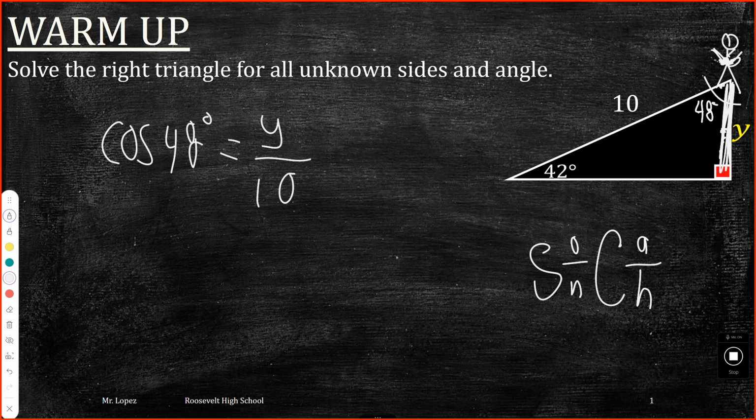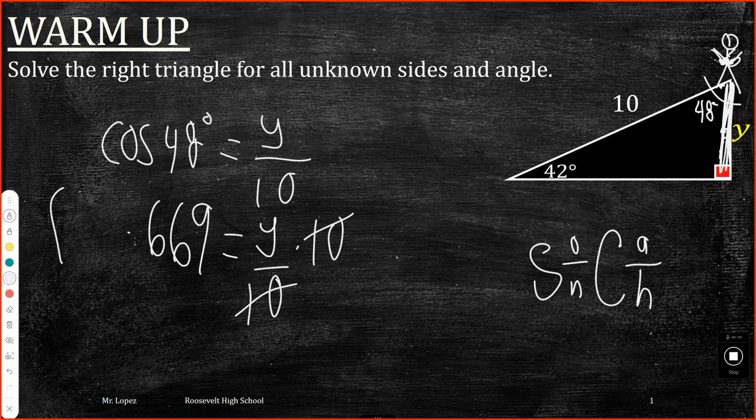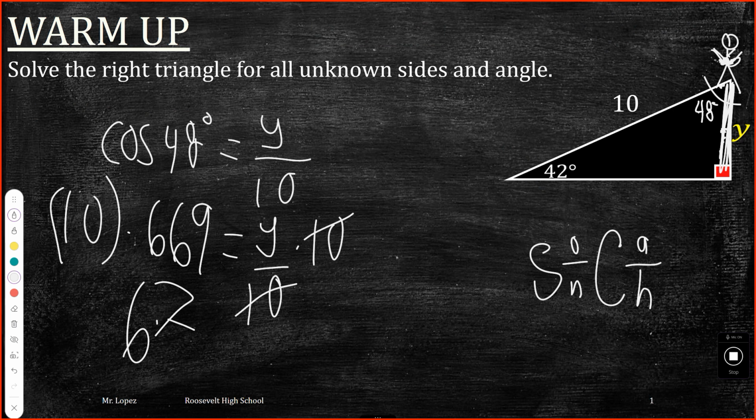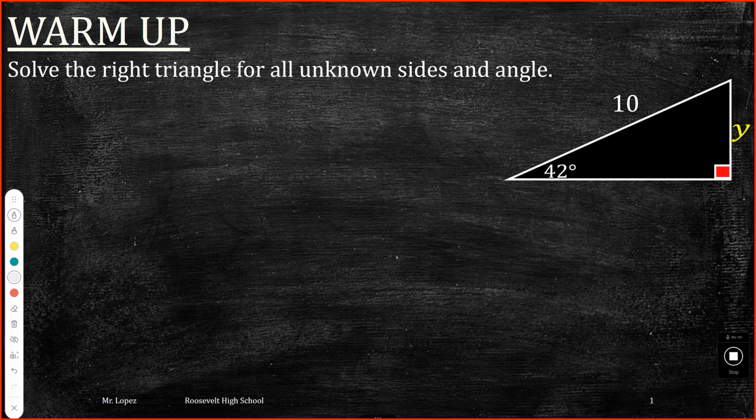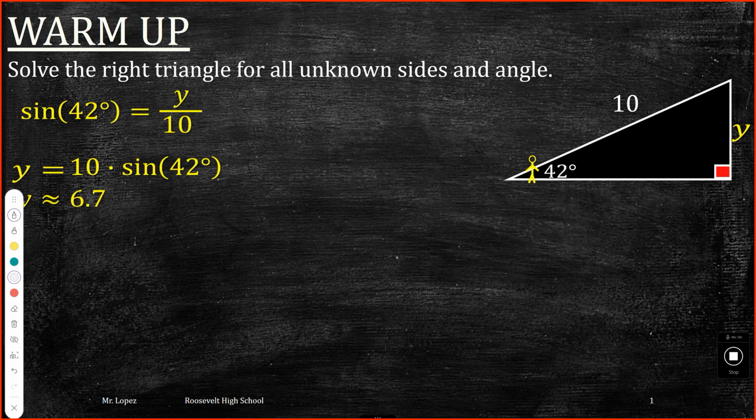Put that in the calculator, because I don't care to memorize that in my head. That's what the calculator does. Calculators memorize things. 0.669. That gives about 6.7. In any case, so we found y. We found y is that.